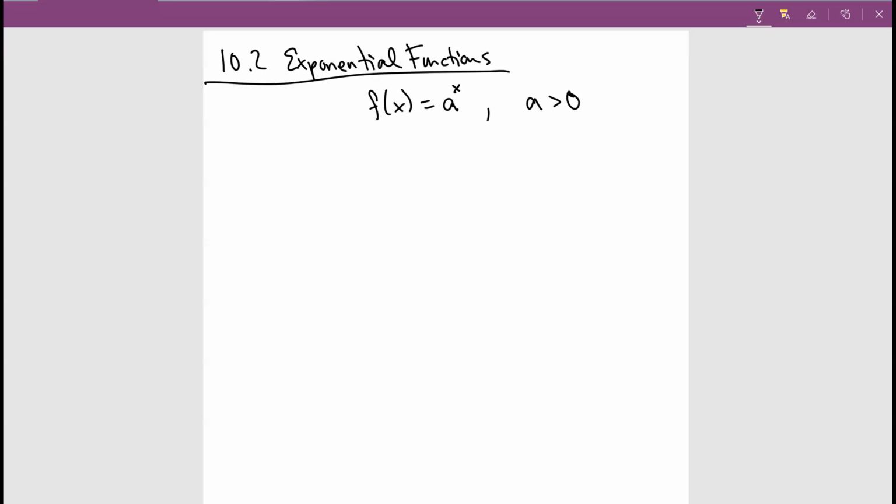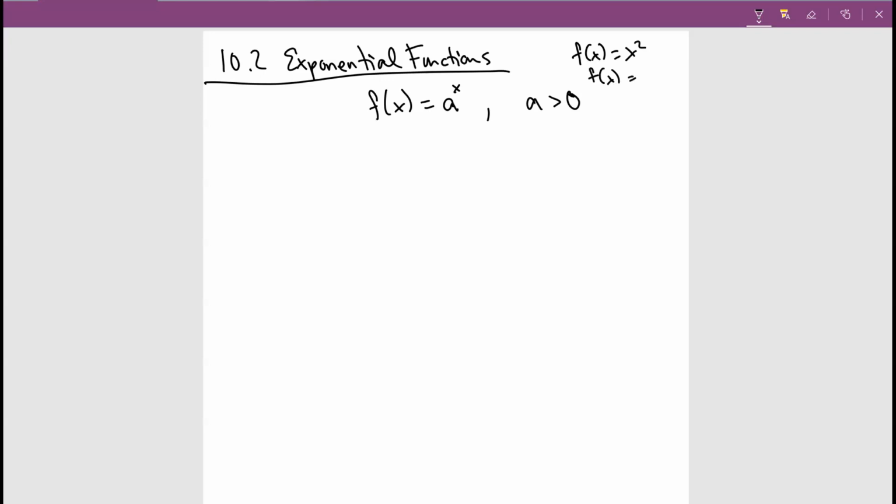In this section, we're going to look at exponential functions. So we are going to look at functions that look like a to the power of x. Now the x value is no longer going to be right next to the a, it's going to be the exponent. So notice that this is very different than saying f of x equals x squared. This is not an exponential function.